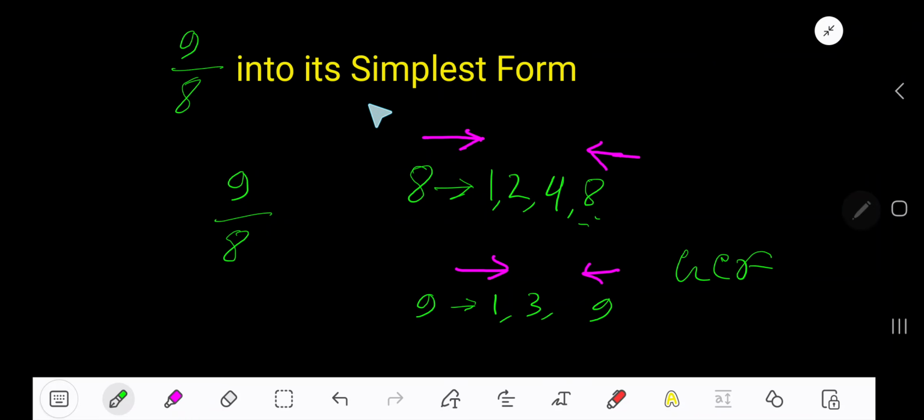Simplify 9 over 8 into its simplest form, lowest terms, or reduced form. Look, to simplify this fraction, we need to divide the numerator and denominator by the greatest common factor.